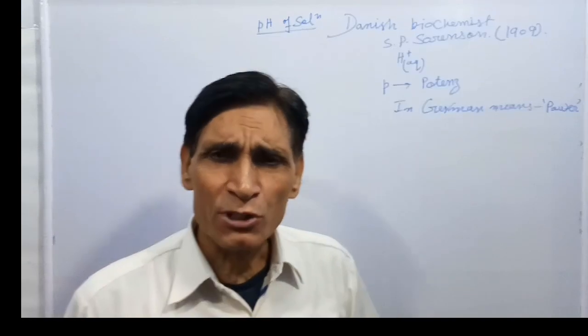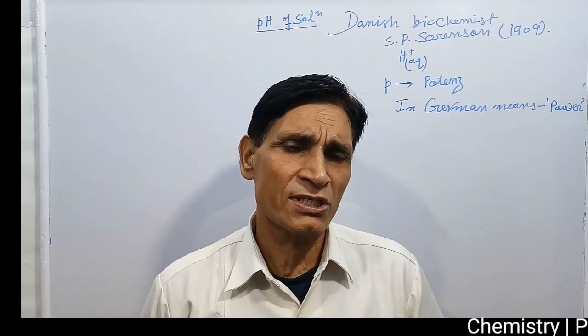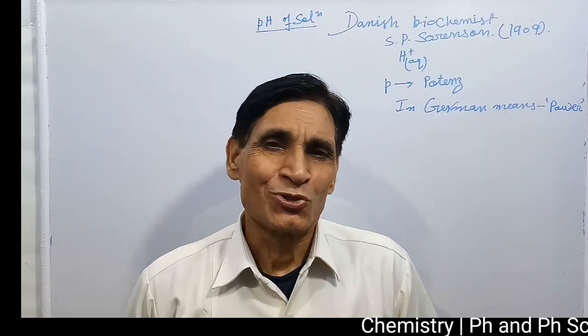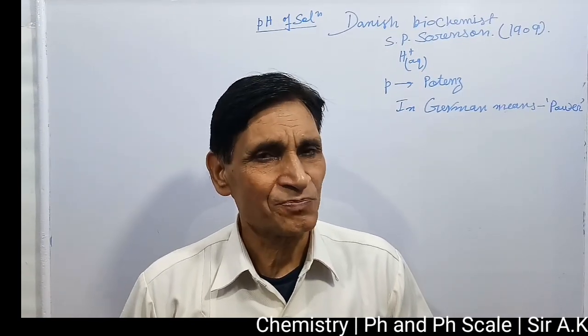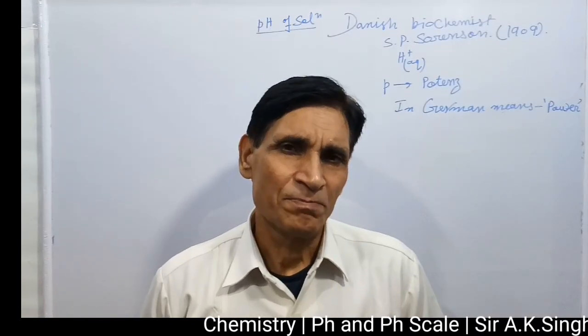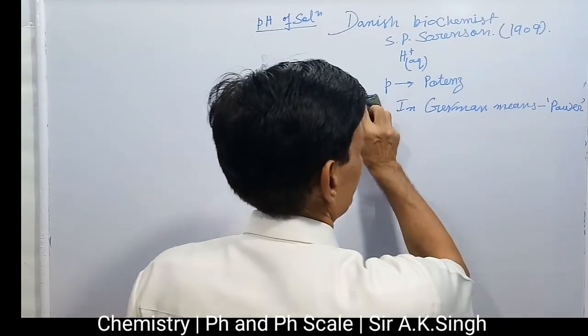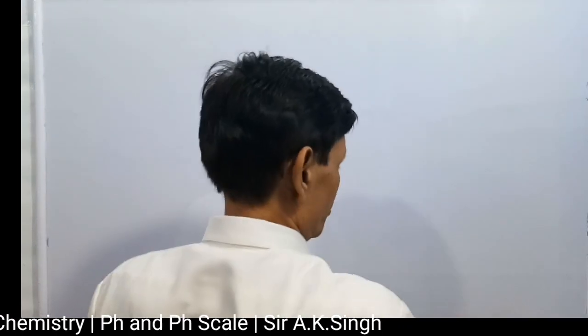Then Sorensen introduced a scale for measuring the hydrogen ion concentration in a solution, that is to know the acidic character of the solution, and this is known as the pH scale. Now the second point is, what is pH?